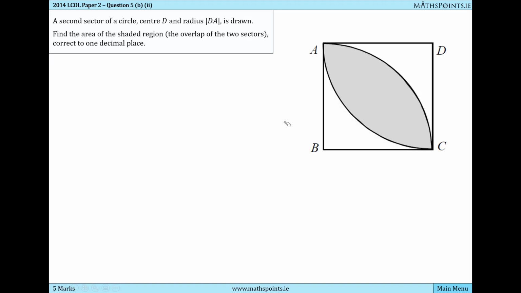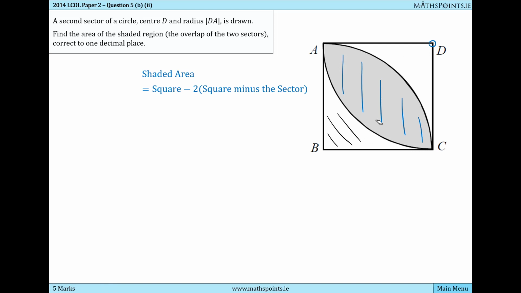Part 2 of the question says that a second sector of a circle is drawn with a centre of D this time and a radius of DA, and we can see that this sector overlaps the sector in the previous part to give us this shaded region here, which we're asked to find. This shaded area is going to be the full area of a square minus the area of these two white regions. Each of these white regions is the area of the square minus the area of the sector found in B part 1.